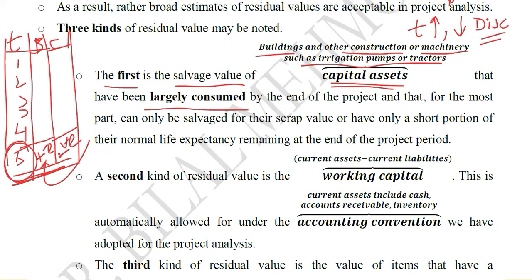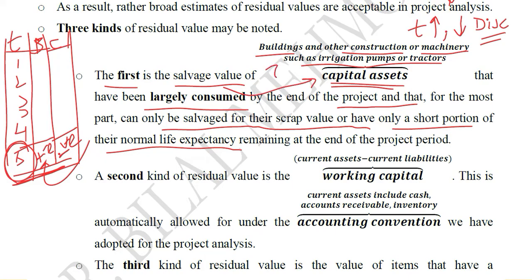They are largely consumed by the end of the project. Yes, definitely we use them for the sake of development and the completion of the project. So they can be consumed over time. For the most part, the salvage value will be their scrap value, or it will be a short portion of their normal life expectancy. So how can we guess the salvage value of these capital assets?